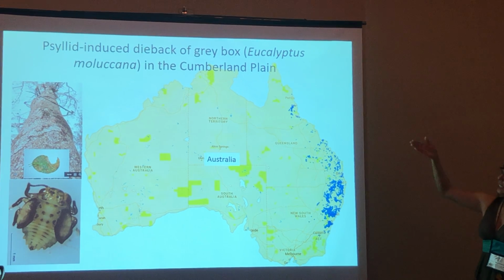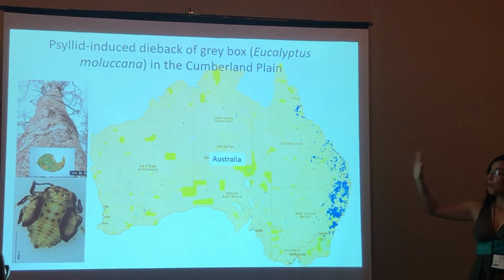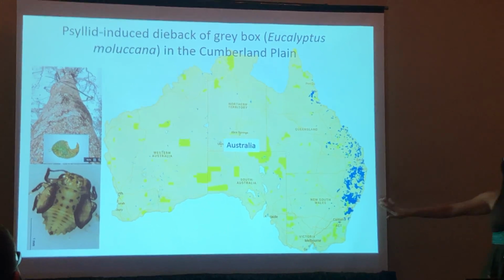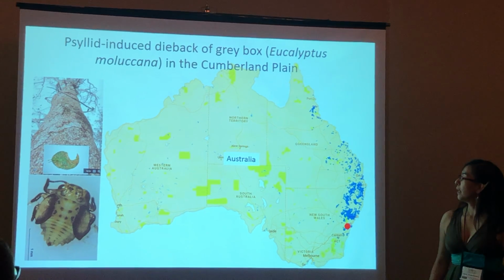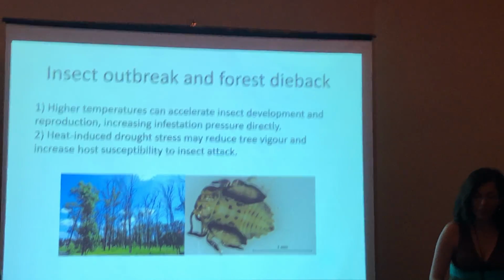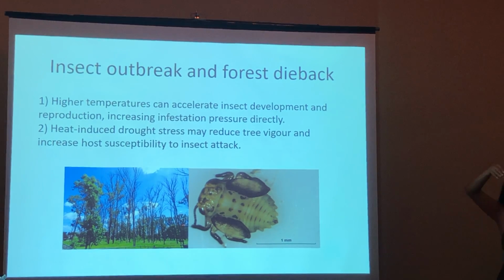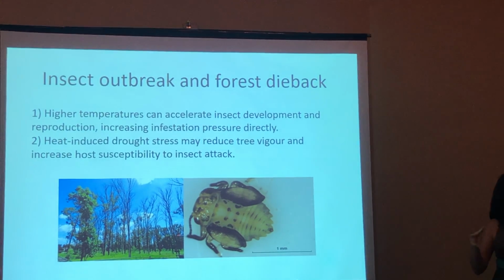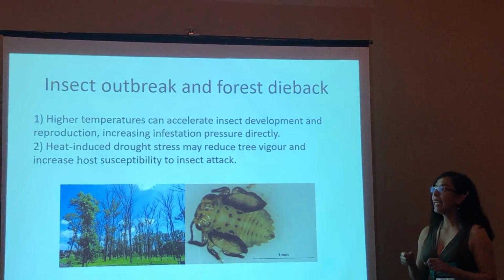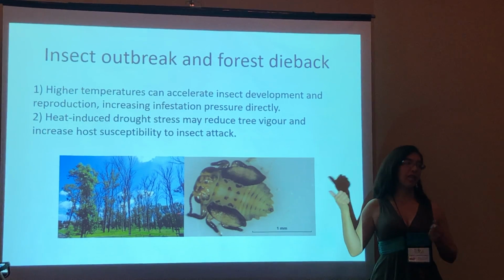So this psyllid is attacking this molucana tree, but it's only happening in the Sydney region around here, right? What happens is that this psyllid has a proboscis, and the proboscis enters into the stomata of the leaves, and it sucks the sap. And then we think that this is happening in association with climate change.